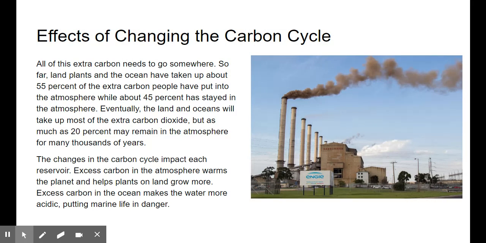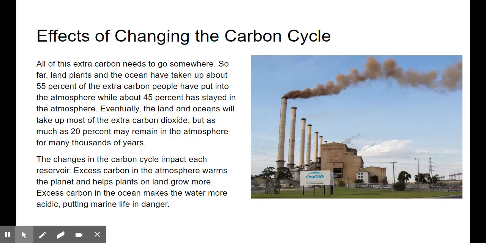All of this extra carbon needs to go somewhere. So far, land plants and the ocean have taken up just over 50% of the extra carbon people have put into the atmosphere, while about 45% of that has stayed in the atmosphere. Eventually, the land and oceans will take up most of the extra carbon dioxide, but as much as 20% may remain in the atmosphere for many thousands of years.